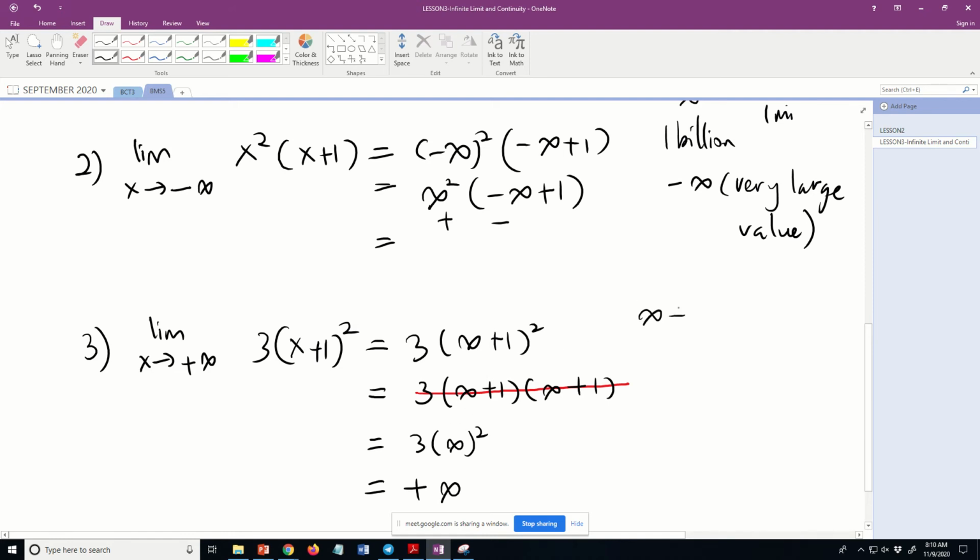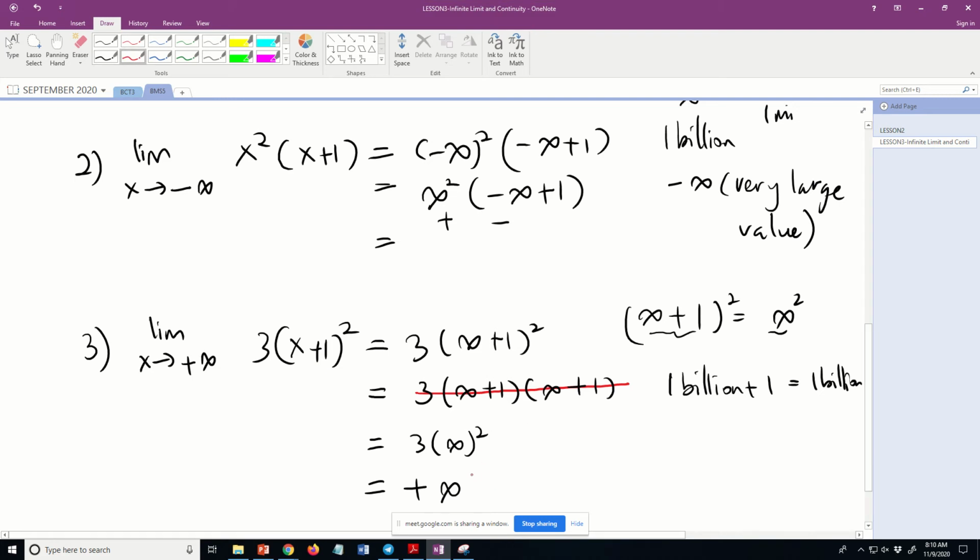Actually, infinity plus 1 you will get infinity. So we can directly put infinity. Because of what? Because 1 billion plus 1 doesn't mean anything to 1 billion. So we can just put 1 billion. That's why I straight away change 1 billion to infinity square. So 3 times infinity, you get infinity again. So the last answer will be infinity square.